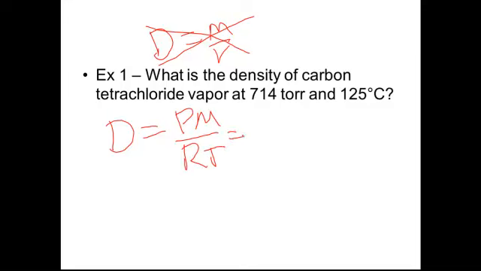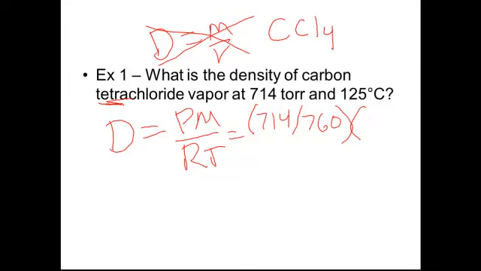Okay, so our pressure is 714 torr. We need to get that into atmospheres like always, so we're going to divide by 760. The molar mass of carbon tetrachloride, this comes back to before second semester, you being able to write the formula for that compound. So carbon tetrachloride, tetra stands for 4, so that's CCl4. And so using that formula, now we can go to the periodic table and get the molar mass, because remember, that's what we need. That's what that big M stands for, molar mass.